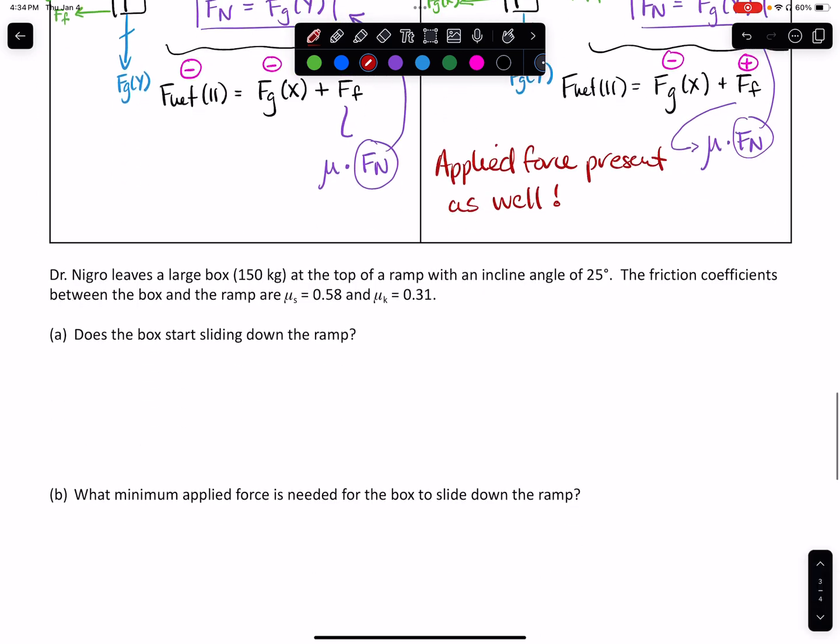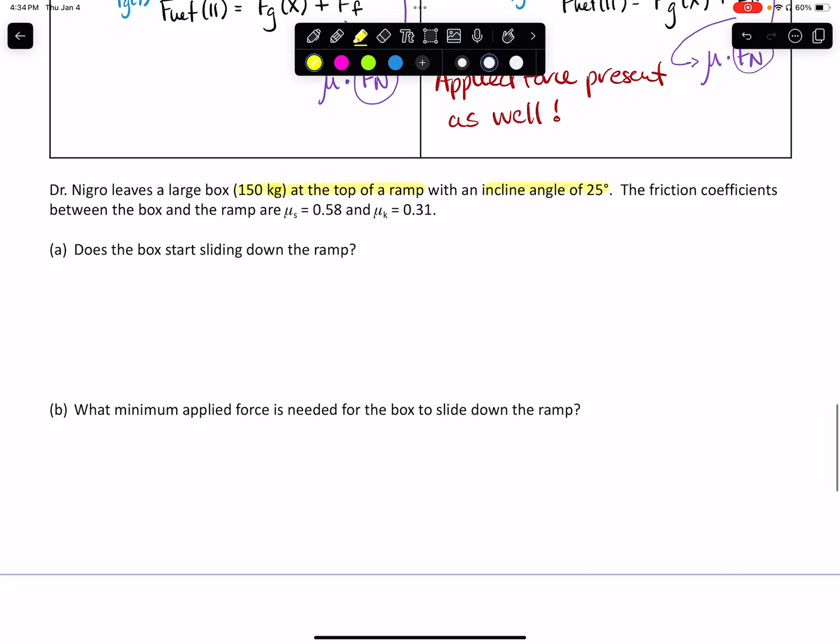All right, so let's work this problem. Dr. Nigro leaves a large box of 150 kilograms at the top of a ramp with an incline angle of 25 degrees. The friction coefficients between the box and the ramp are 0.58 and 0.31 for static and kinetic. So does the box start sliding down the ramp? All the box is doing is sitting there, and I'm going to let it go and see if it's going to slide.